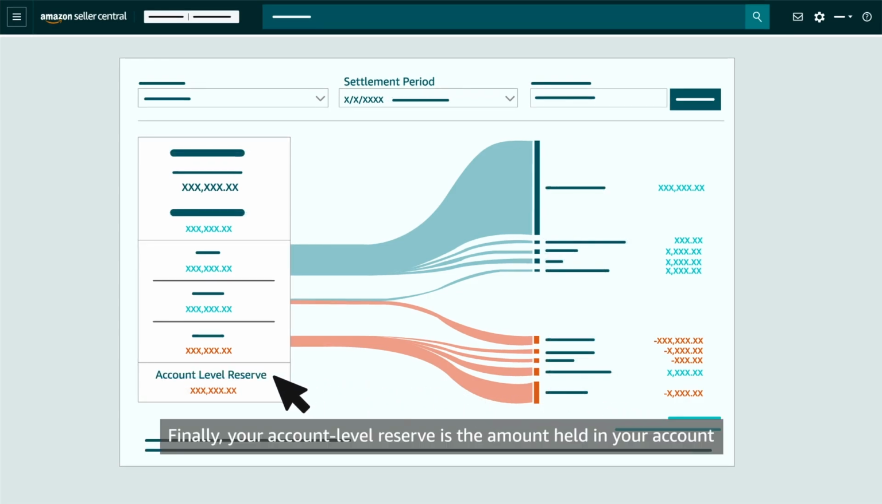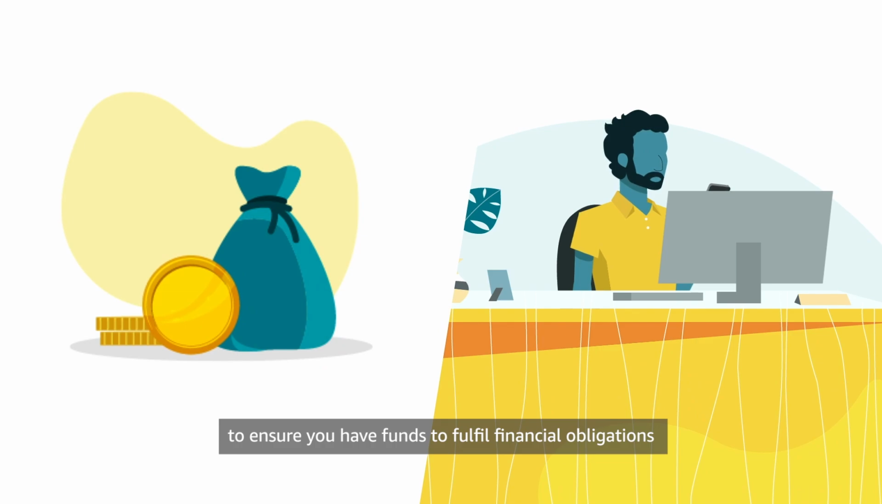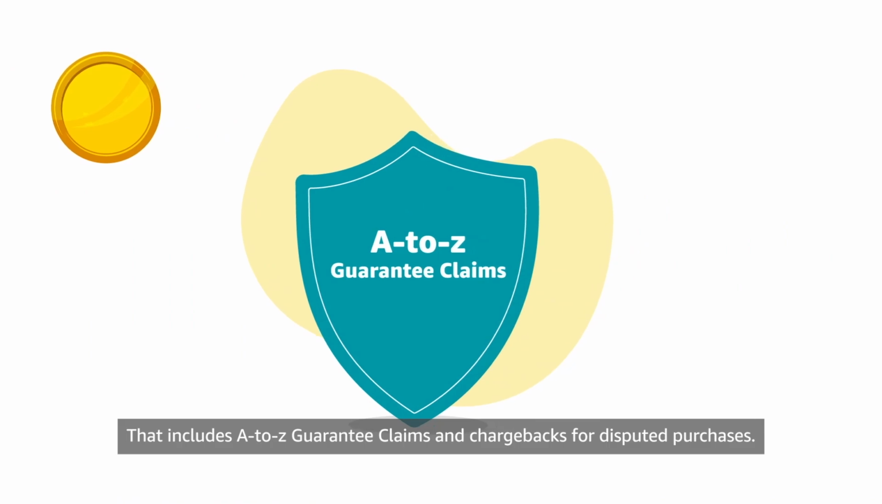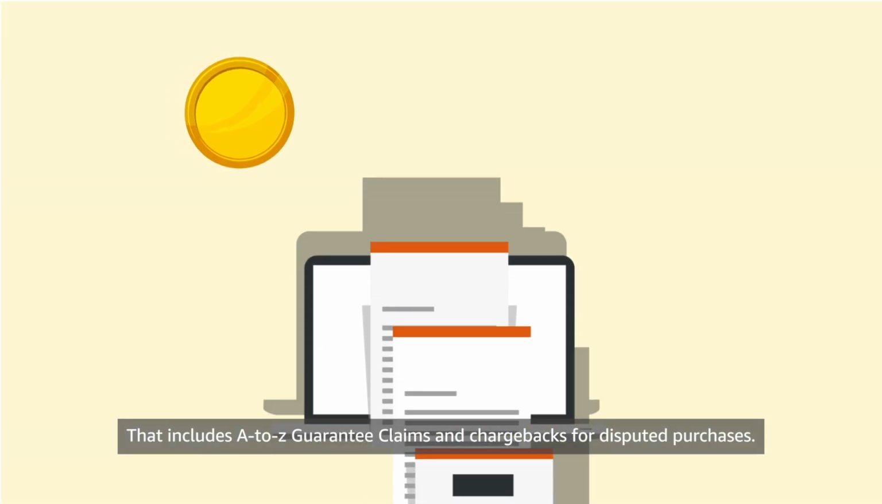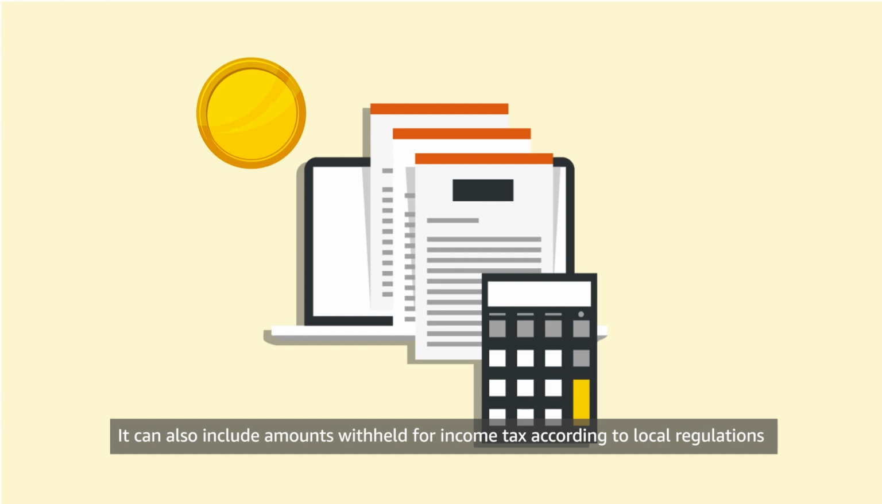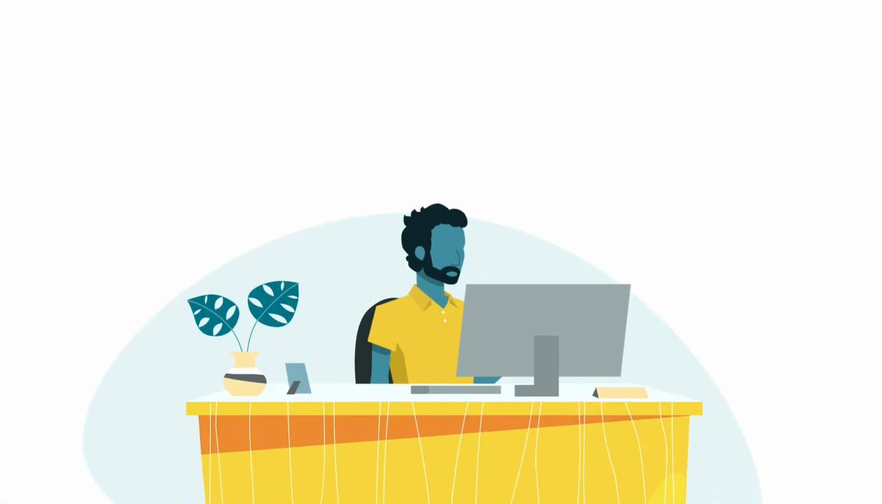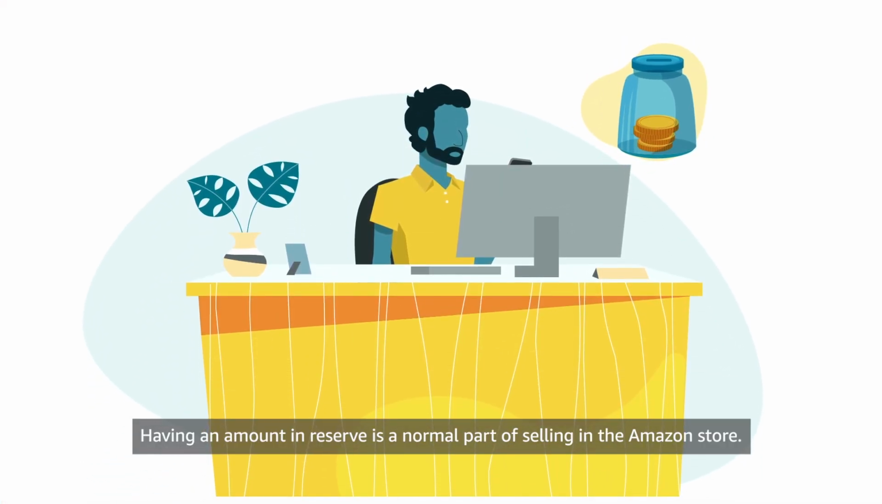Finally, your account level reserve is the amount held in your account to ensure you have funds to fulfill financial obligations carried across settlement periods. That includes A to Z guarantee claims and chargebacks for disputed purchases. It can also include amounts withheld for income tax according to local regulations, or funds set aside because of lower performance metrics. Having an amount in reserve is a normal part of selling in the Amazon store.